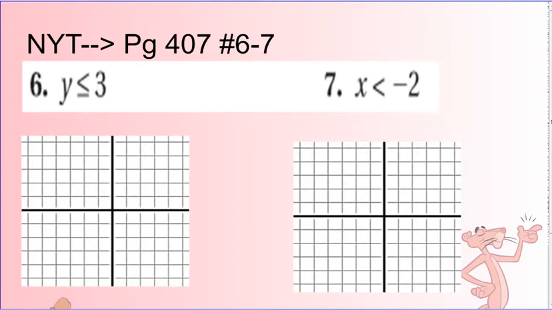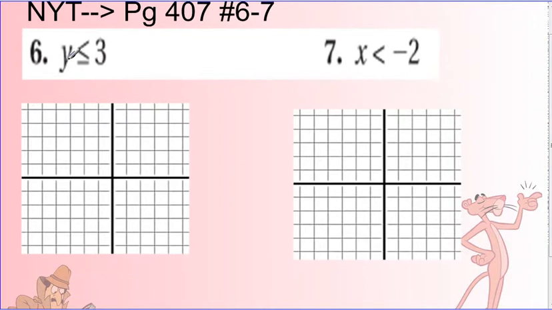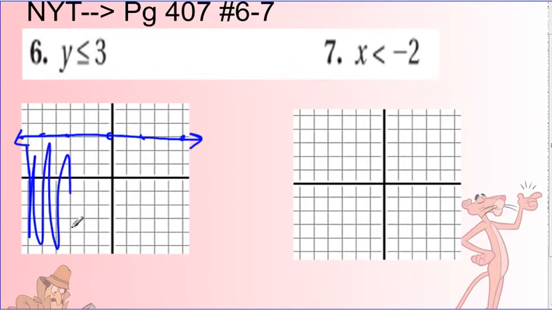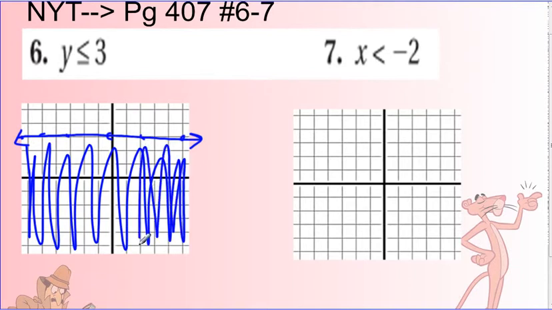Okay, hopefully you had time to do it, so let's see how you did. So y is less than or equal to 3. So the y value of 3 is along this line. So you need a solid line because it is or equal to. See, or equal to. And then we want to shade less than that. And that's what we should get.